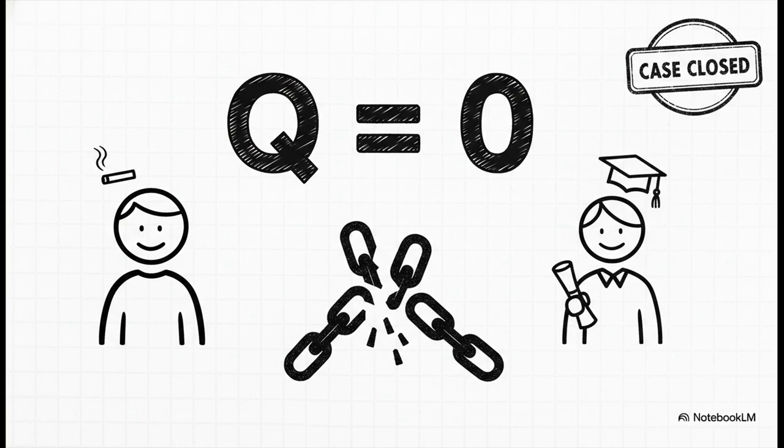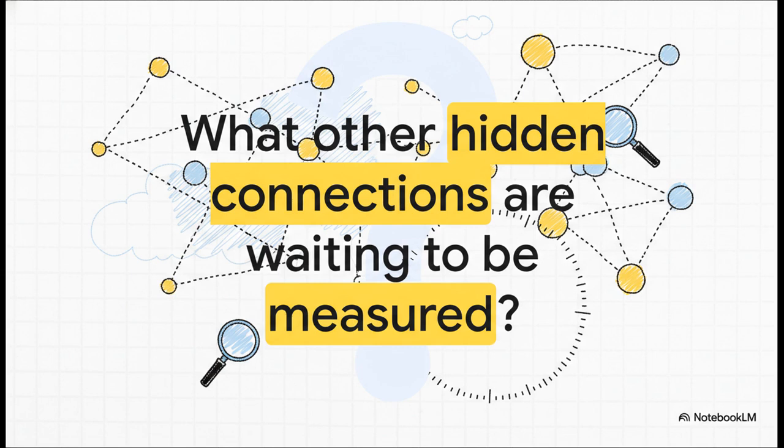Case closed. And that's the real power of this method. It lets us go beyond gut feelings or stereotypes and use actual data to test for these hidden connections. It gives us a clear, mathematical answer to questions that otherwise just seem fuzzy and impossible to measure. It really makes you wonder, doesn't it? What other invisible connections are out there, just waiting for someone to measure them?